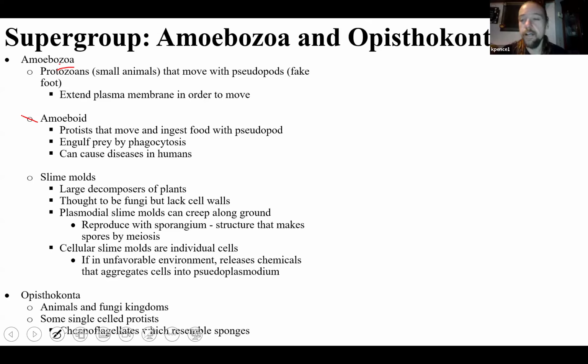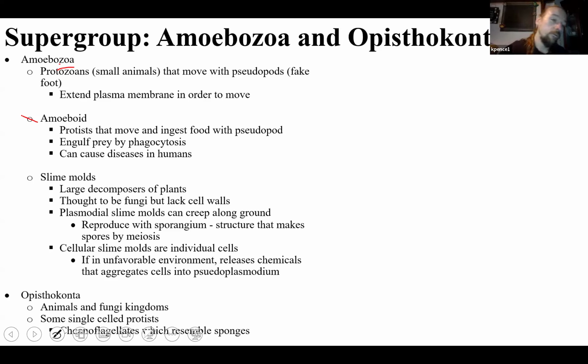Most amoebas are not disease causing. There is a couple though. There is one here locally around us. It's called the brain eating amoeba. It actually lives in stagnant water, and if somebody goes swimming in this stagnant water, they can get this brain eating amoeba.